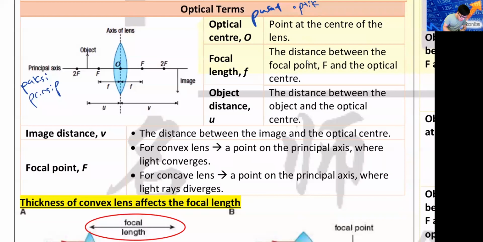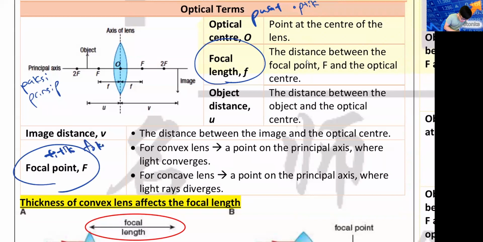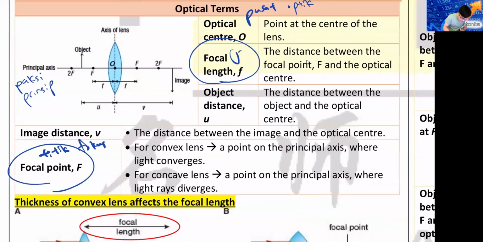Okay, so our focus will be these two: focal length and focal point. Your titik fokus and your jarak fokus. All lenses are about where they focus. It's about where they focus.